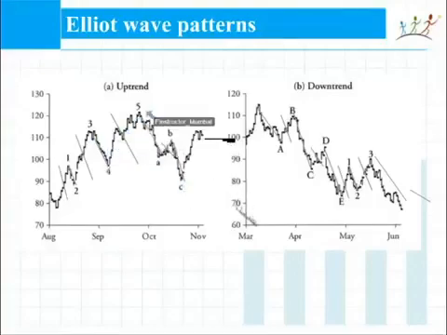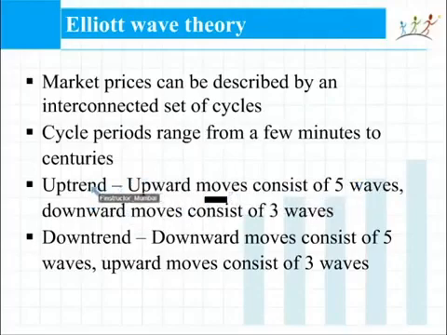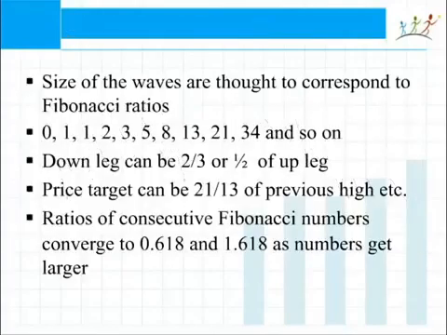Okay, this pattern is one way. This is an up move. It's too small for me to take it separately. So the Elliott wave theory says that upward moves consist of 5 waves and downward moves consist of 3 waves in an uptrend. In a downtrend, downward moves consist of 5 waves and upward moves consist of 3 waves. So that's all that he wants to tell you about the Elliott wave theory. Okay, it is originally much more complicated and a lot more things can be derived out of these, but that's what we need to understand.